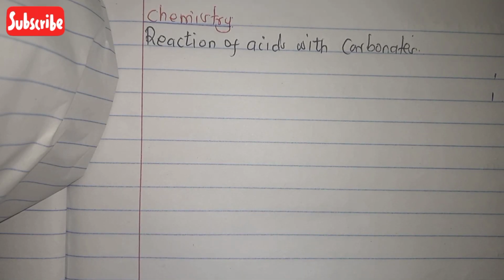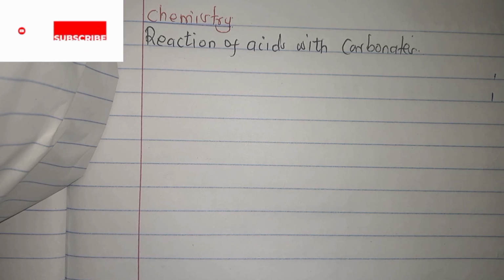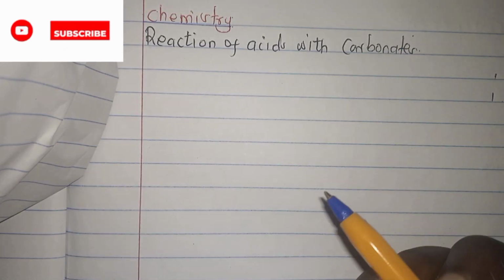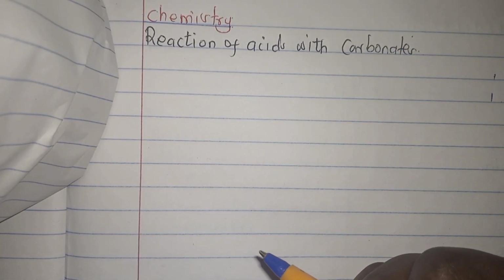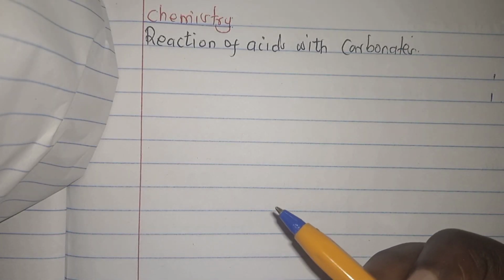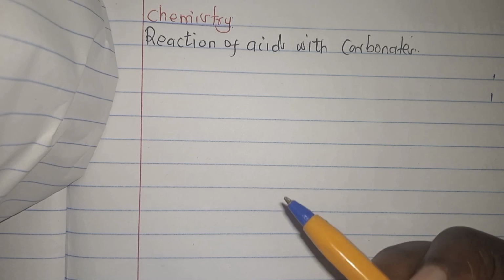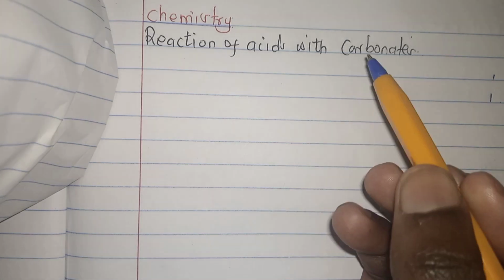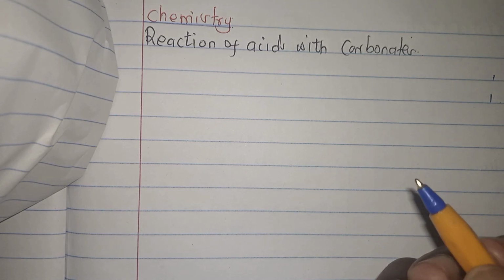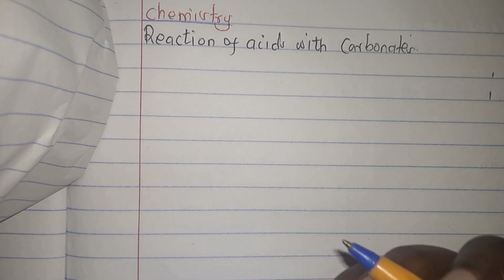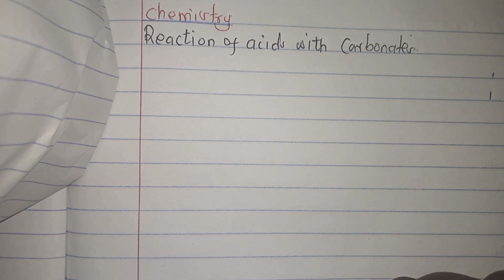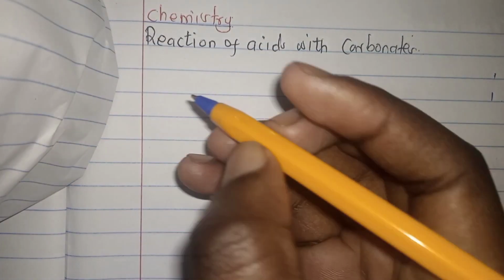Today I'm going to take you through chemistry. Our subtopic of today is about the reaction of acids with carbonates. We are reacting acid, may it be sulfuric acid, hydrochloric acid, or phosphoric acid, with carbonates. So I'm going to write a general equation: an acid plus a carbonate, our reactants, and our product is a salt plus water plus carbon dioxide. So this is a general equation.